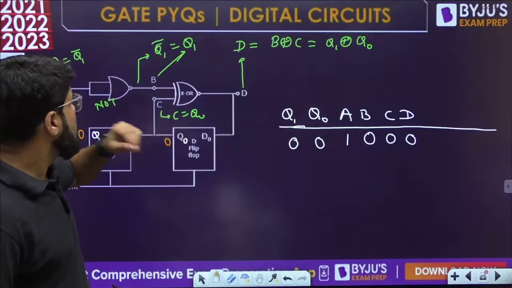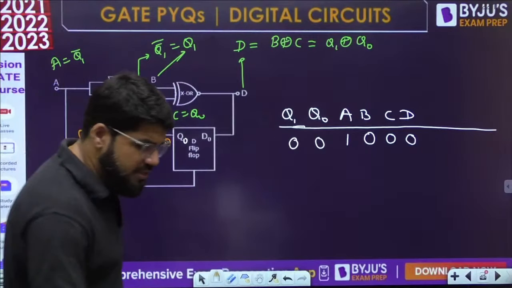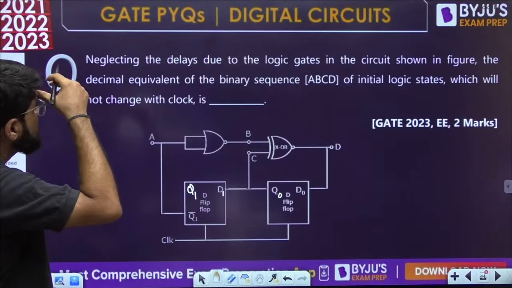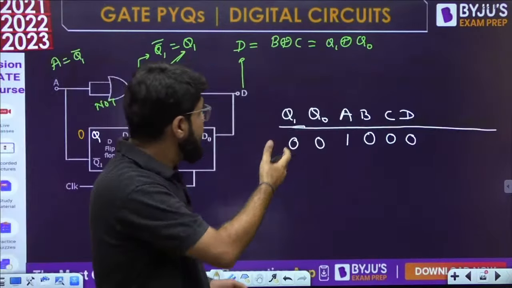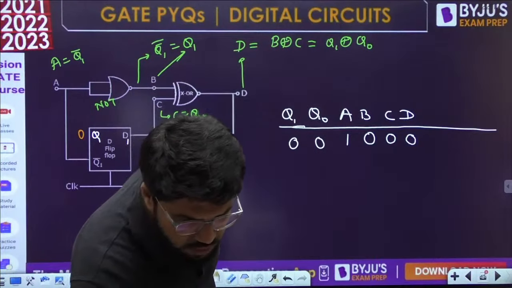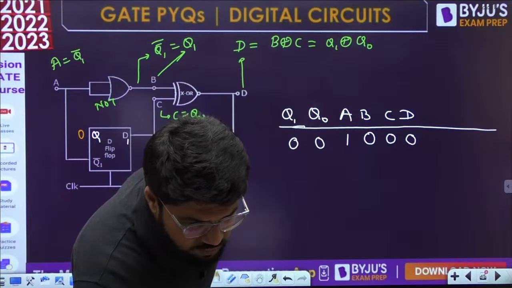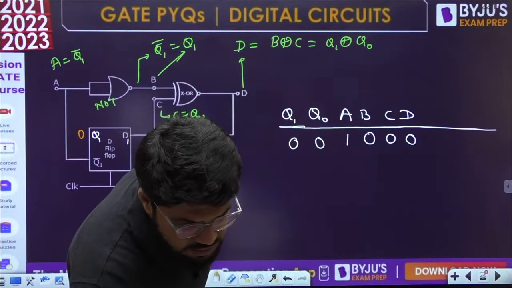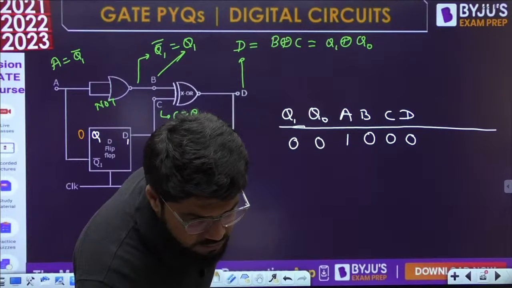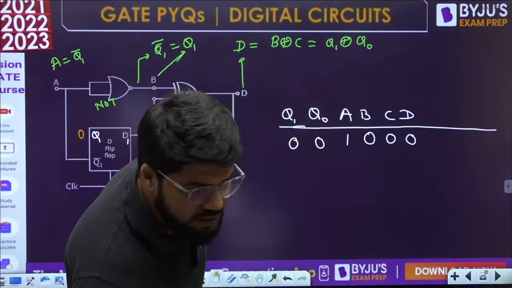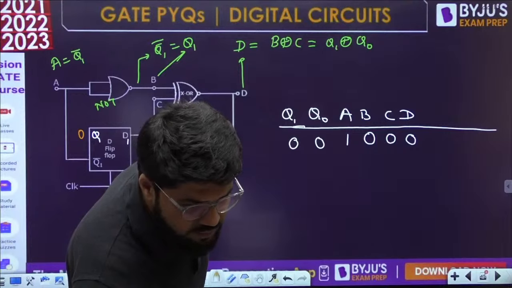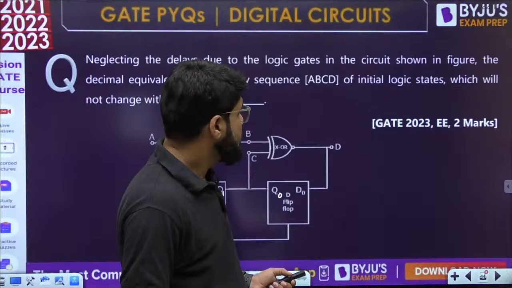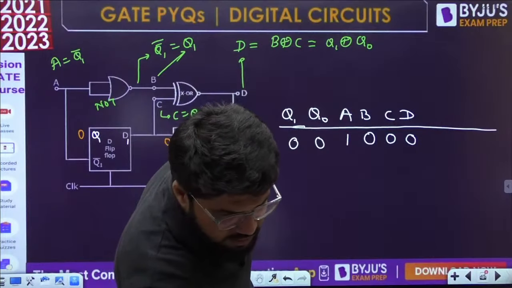It shows XNOR? It is written XOR, so there is some typo error. I think what is written should be correct. Let me check the actual 2023 paper, just a second. XOR was written, so I also went with the flow of XOR. It is the official paper, a 2 marks question. I'll check it out and correct it.